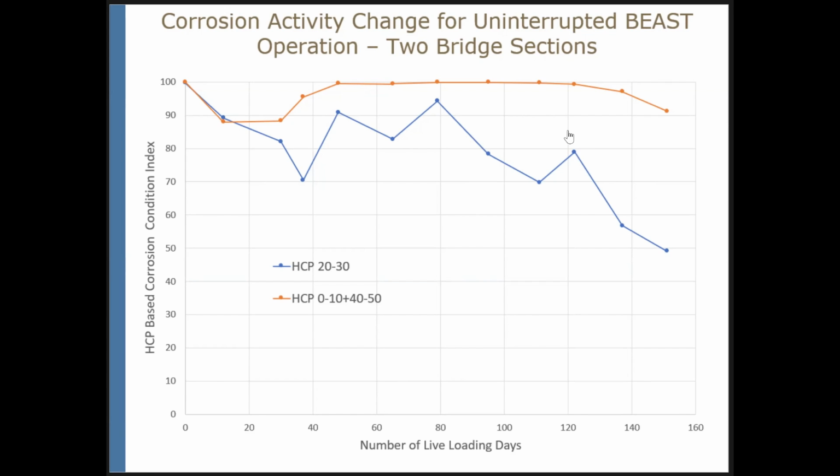Some of this zigzagging of the curve is because we have eliminated those interruptions. And what would happen is during those interruptions, concrete would dry, corrosion activity would become less pronounced. And once we would again start with the testing, start spreading brine, then we would increase. But in general, we can see that there was significant increase or degradation with respect to corrosion activity.